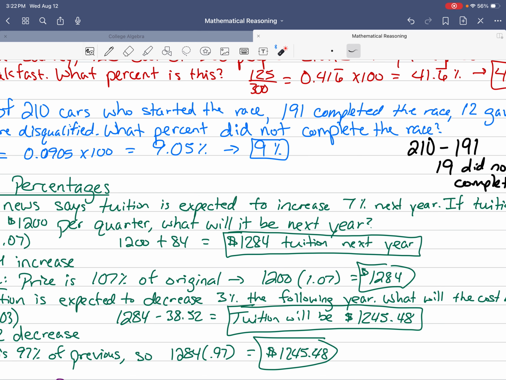So we're going to take this 1,284 and subtract that. So 1,284 minus the 38.52 tells us that our expected tuition will be $1,245.48. Now, doing it this way does have a benefit in that it does tell you how much you're either going to be increasing or decreasing by.